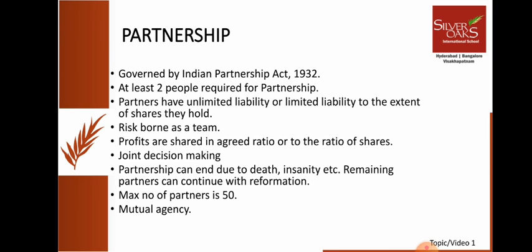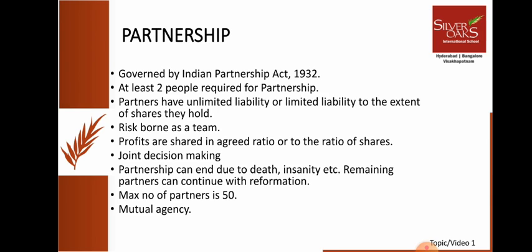Now talking about the continuity of the business, the partnership firm will keep continuing even if one of the partners dies, or is deemed unfit to continue the business. It can also be retirement or death.